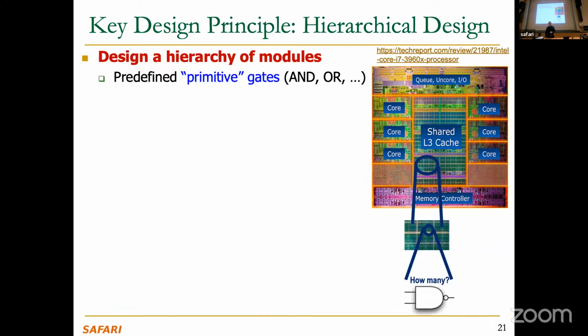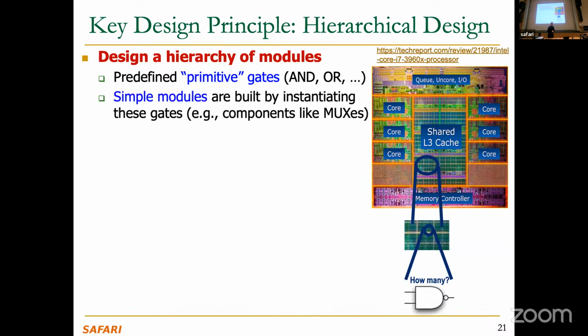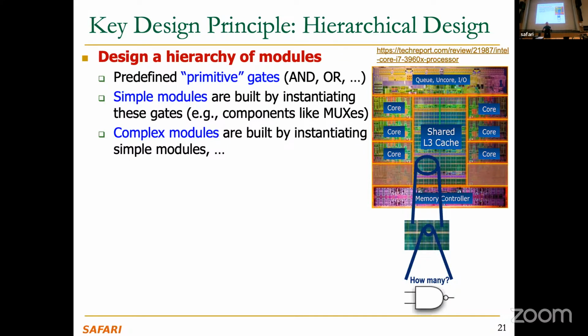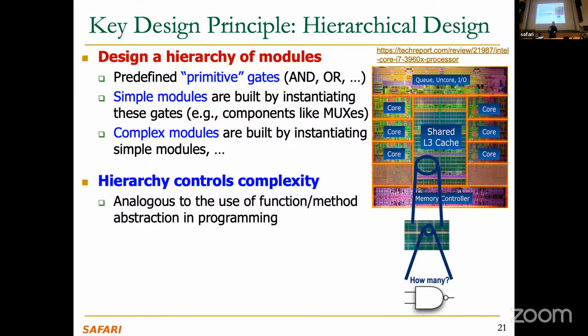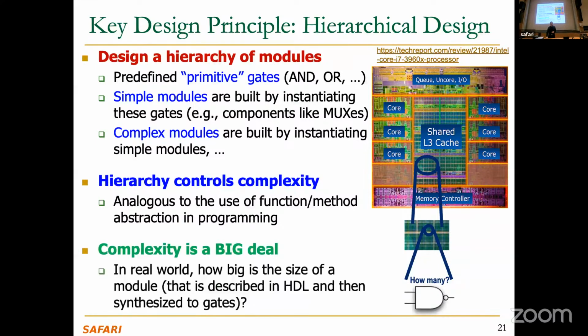So you have predefined primitive gates, as we will see, AND, OR, for example. And you build simple modules on top of those by instantiating those gates, for example components like muxes, multiplexers, decoders, etc. Complex modules are built by combining and instantiating simple modules together. For example, a multiplier you can build by combining multiple of these modules: multiplexers, shifters, adders, right? And this hierarchy actually controls complexity. So hierarchical design is really important. And this is very analogous to how you design software in some sense, because you don't design everything as a single huge blob, right? You start with some functions, and based on those functions, you build up to larger programs, and vice versa. You start from the top and go down. We will see that methodology here as well. So complexity is huge, as we discussed, right? I'm not going to harp on it more, but this is going to be important.